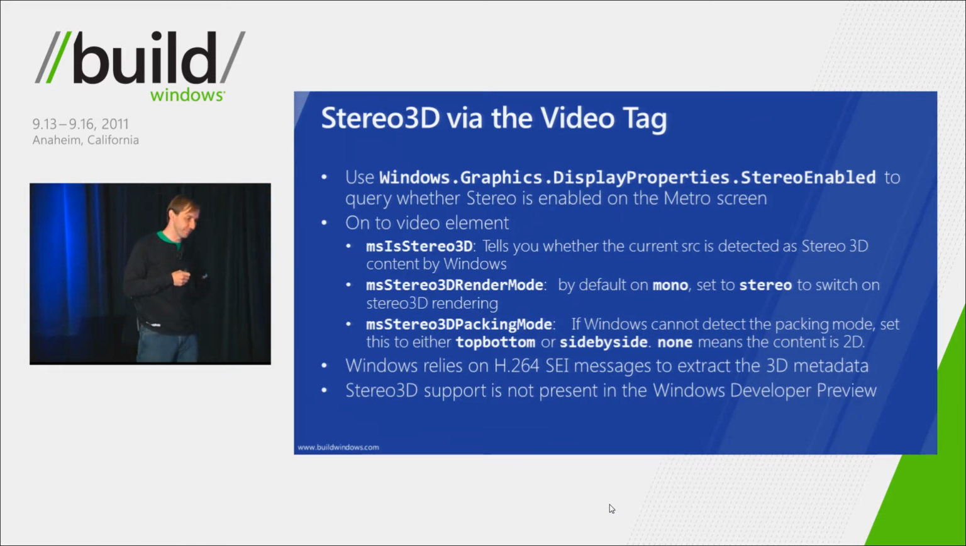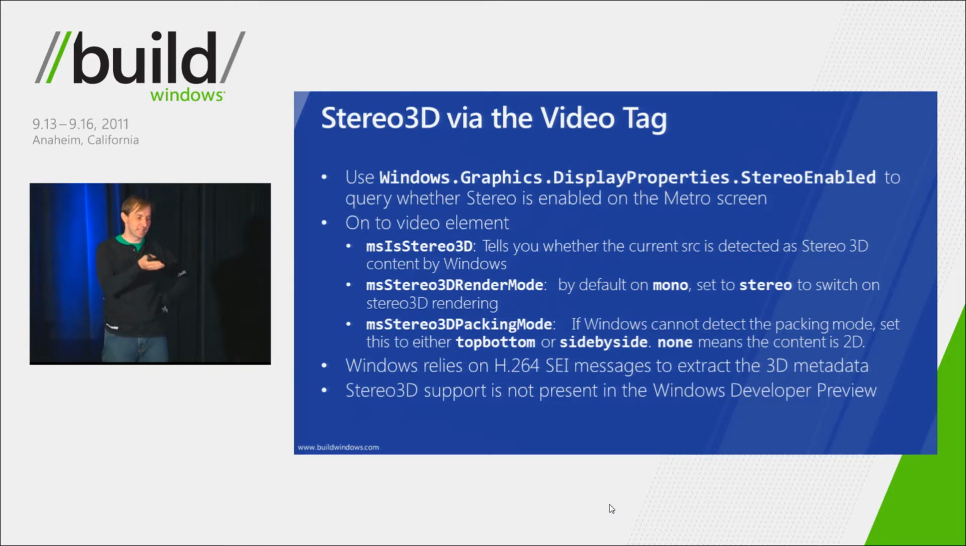That's Stereo 3D. The video tag can play back 3D content just fine. You can query the system through the display properties on whether it supports Stereo 3D playback. If it does, then you can check the content currently loaded in the video element and whether it supports 3D or not. And if it does, then you can just switch the rendering mode over from mono to stereo. We won't do that explicitly because we don't know whether the user actually has their glasses on or not.